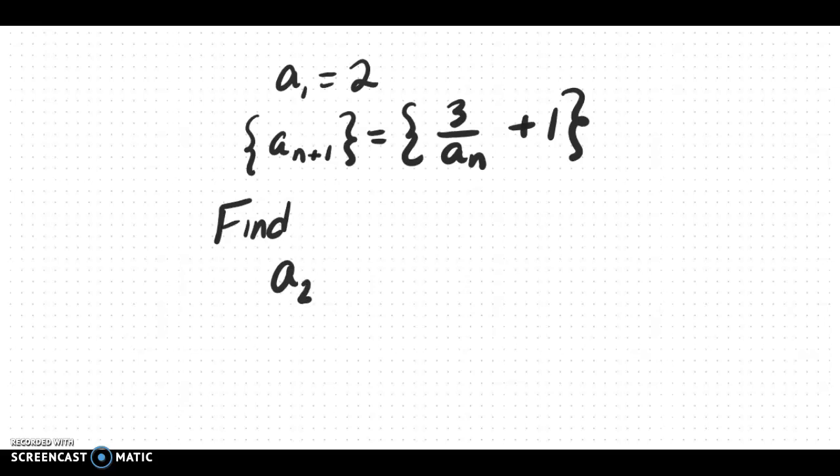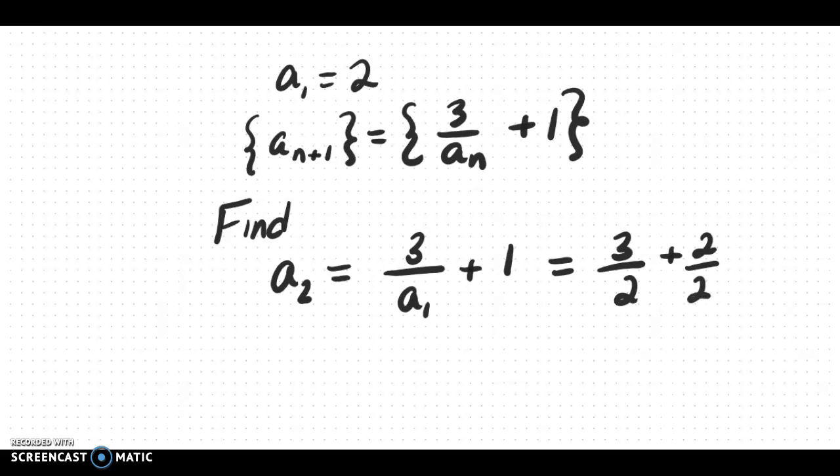A sub 2. And so to find a sub 2, what we have to do is take 3 and divide it by a sub 1 plus 1. And so a sub 1 was given to us as 2, and then we would add 1 to it. But I need to change that 1 to a fraction with a common denominator 2. And so now I get 5 over 2. Add the numerators, the denominator stays the same. So this would be the second term.